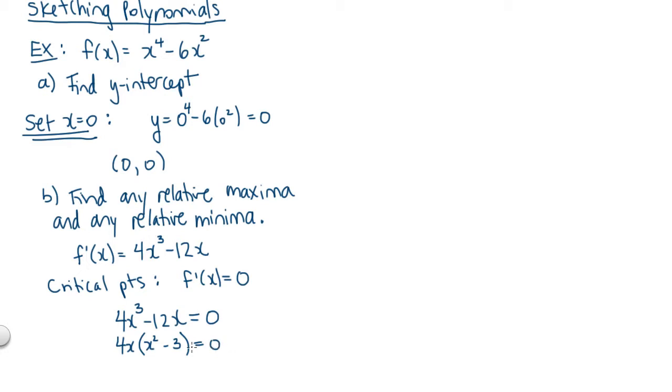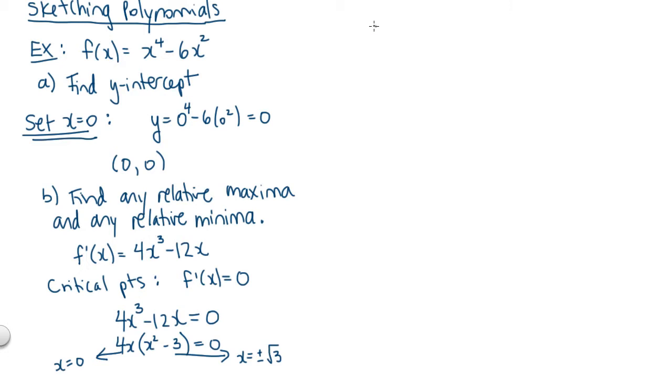Okay, well, we're going to get some critical points from each of these factors here. 4x is going to be equal to 0 if x is equal to 0. And x squared minus 3 equals 0 actually has two solutions. X could equal root 3, but remember it could also equal negative root 3. So we've really got plus or minus root 3 there. Okay, so that gives us 3 critical points, 0 and plus or minus root 3.